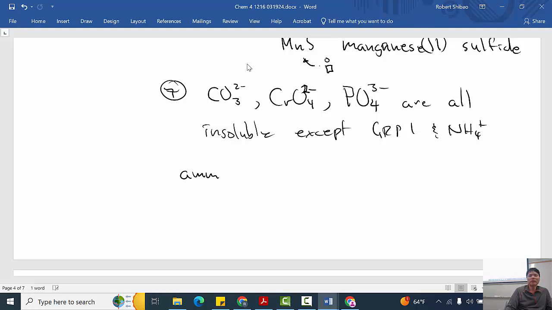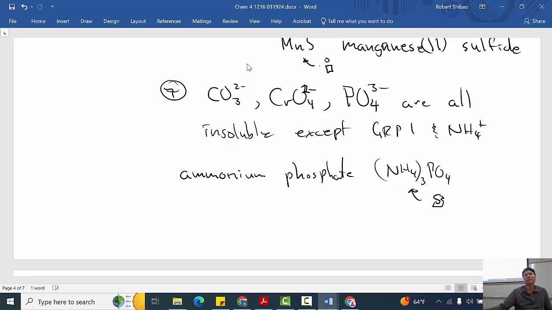What's the formula for ammonium phosphate? Ammonium phosphate. Yeah. (NH4)3PO4. That's correct. Is it soluble or insoluble? Soluble is correct.